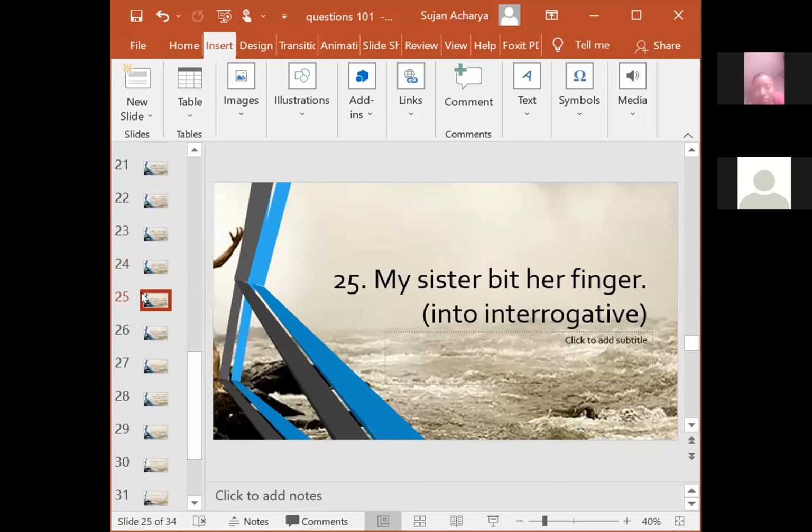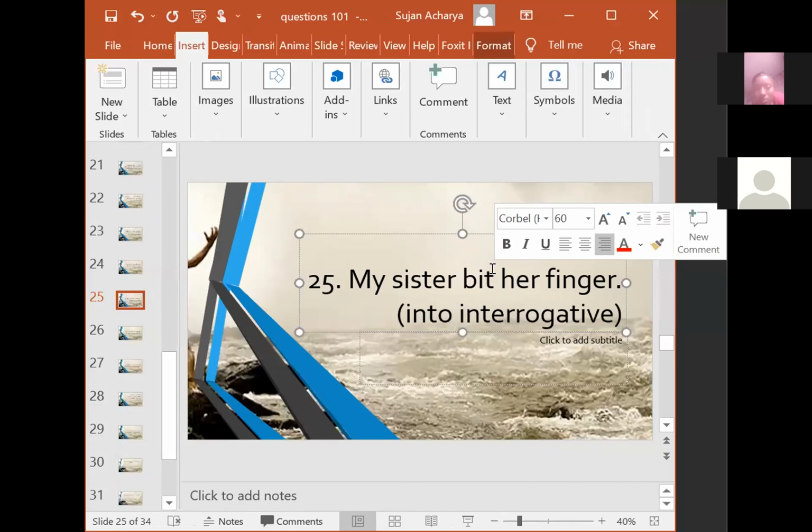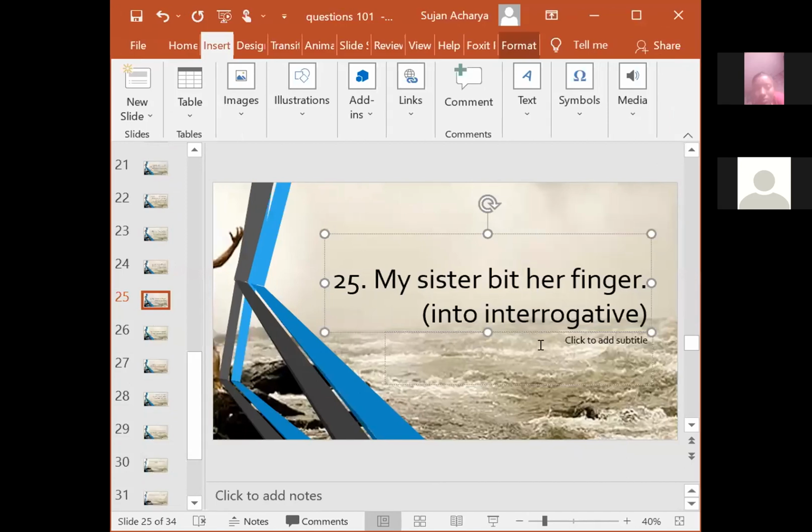Number 25, my sister bit her finger. Now this bit is the V2 form of bite, the past form. My sister bit her finger, into interrogative. Did my sister bite her finger? Question mark. Did my sister bite her finger?